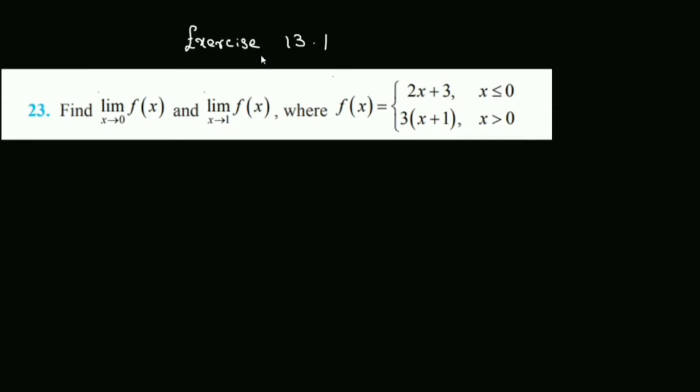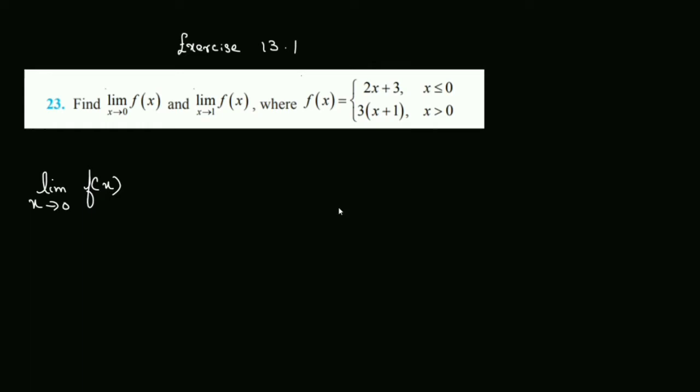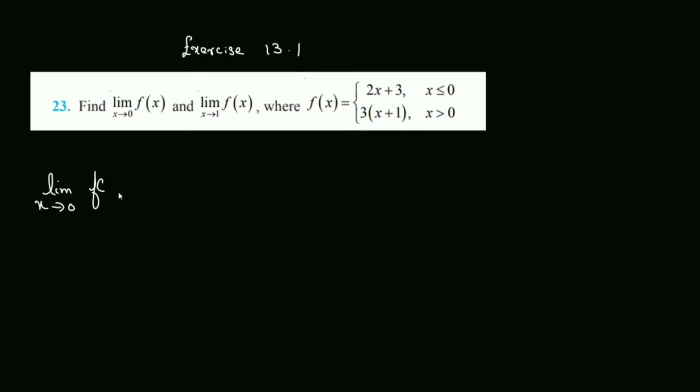So exercise 13.1, question number 23. Find the limit as x tends to 0 of f of x. Now, at x tends to 0, this is not a continuous curve because you can see it is broken. So let us find the value of the function f of x. So what is the limit as x tends to 0 of f of x?